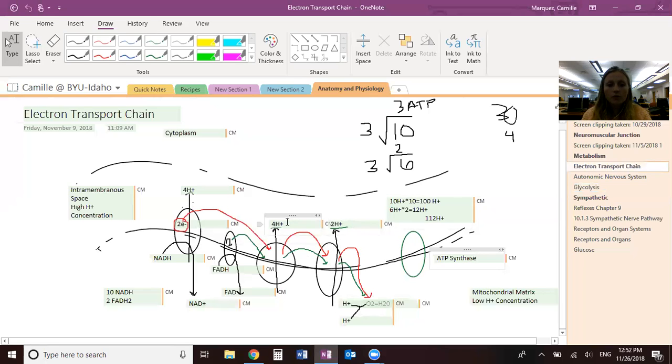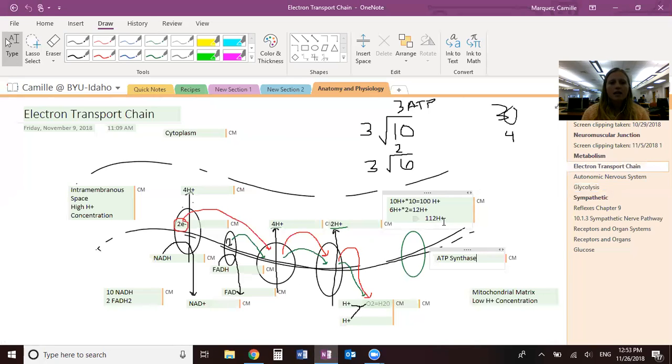So in total, from FADH, we pumped 4 plus 2, so 6 hydrogens came across, and we had 2 FADHs. So 6 times 2 is 12. So 12 hydrogens came across for all the FADHs that we had. And so in total, 112 hydrogens came across. So that's important to take care of your math there.